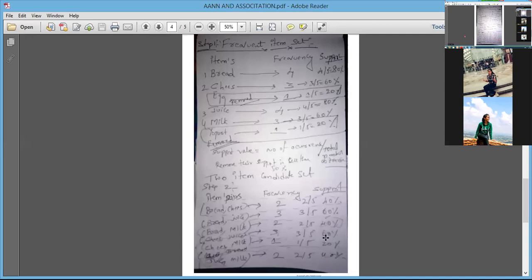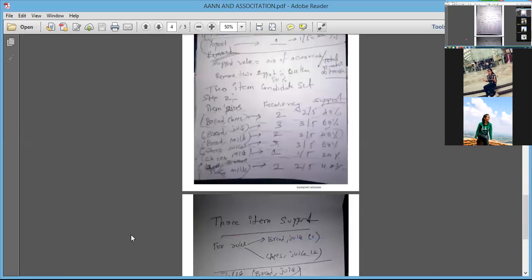Okay, so this is step 2. I have sorted all the data using a 2-item candidate set, so I received only 2 combinations. Bread and juice is a very familiar combination based on the support and confidence. Confidence we have not discussed yet, we are going to discuss now. Based on the support, bread and juice has good support, that is 60%, and cheese and juice again has good support because of the 60%.